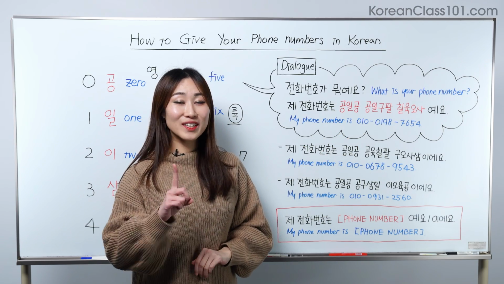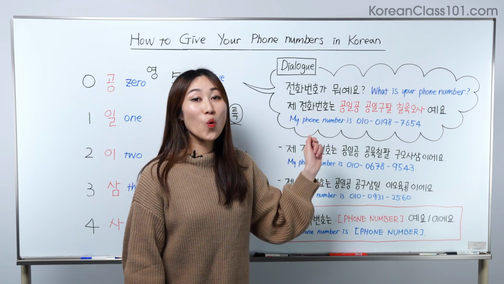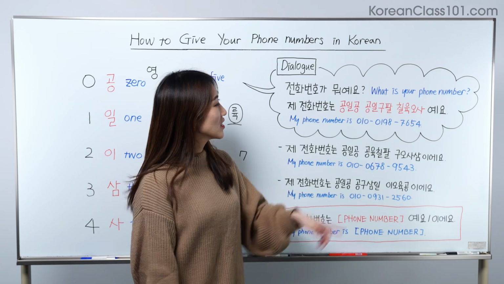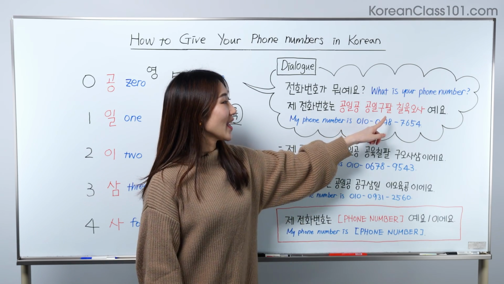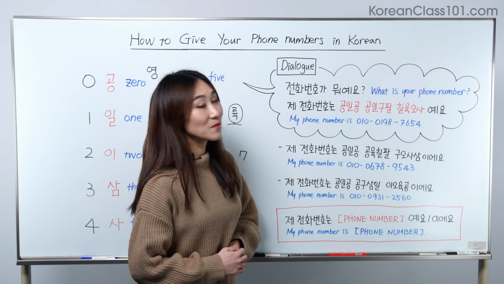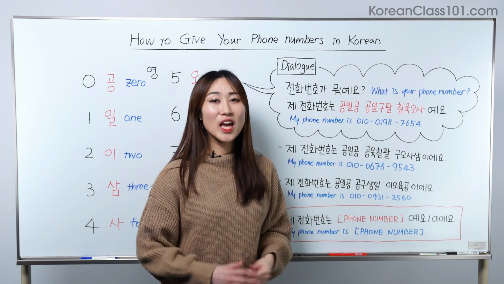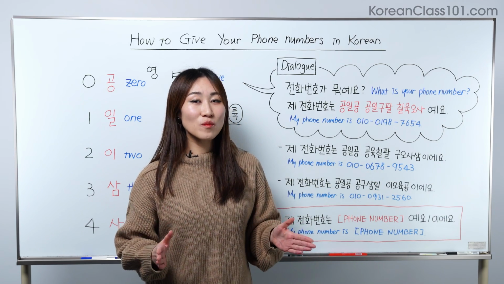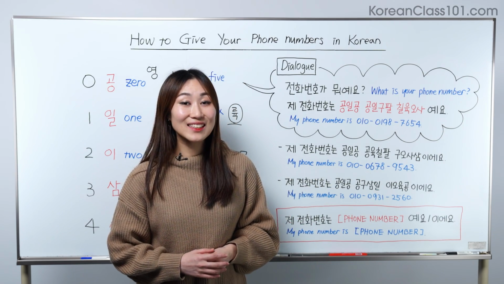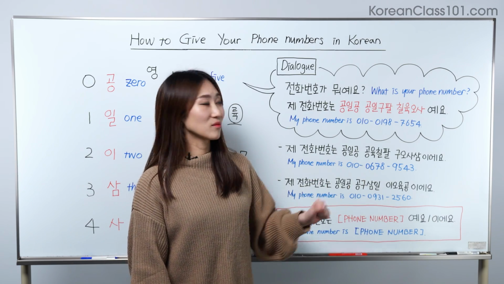010, we just learned that 0010. 0198. 7654. 예요 is also from the verb 이다, meaning to be. So it can be translated as just it is.